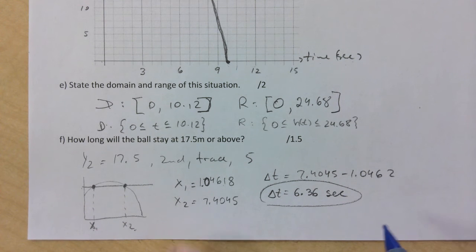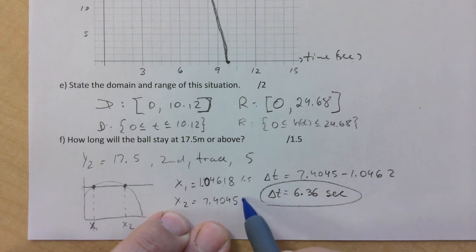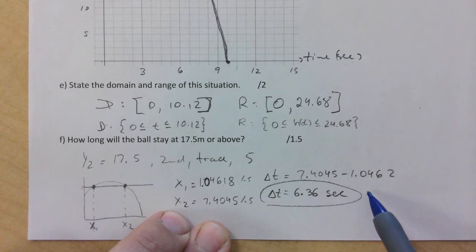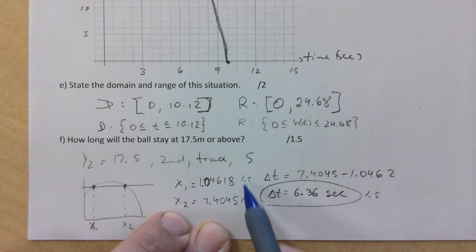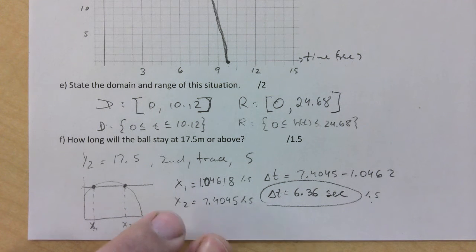And so I would say this gets half, this gets half, and this gets half as well. So half for finding each one of them, and another half for subtracting and coming up with the correct answer.